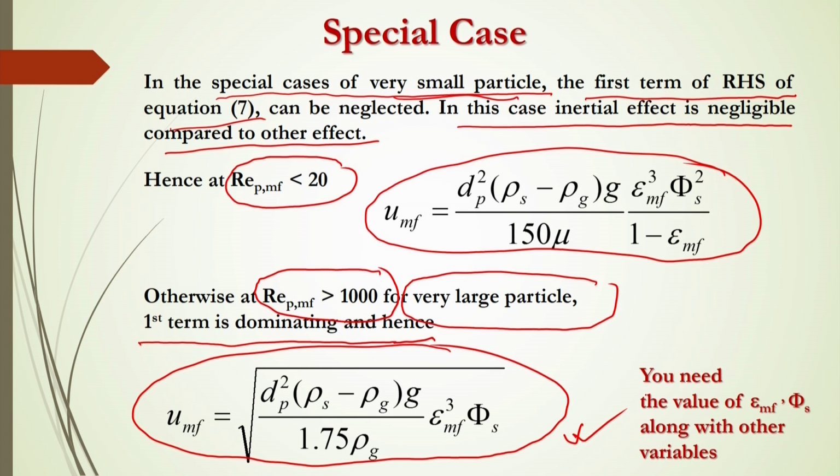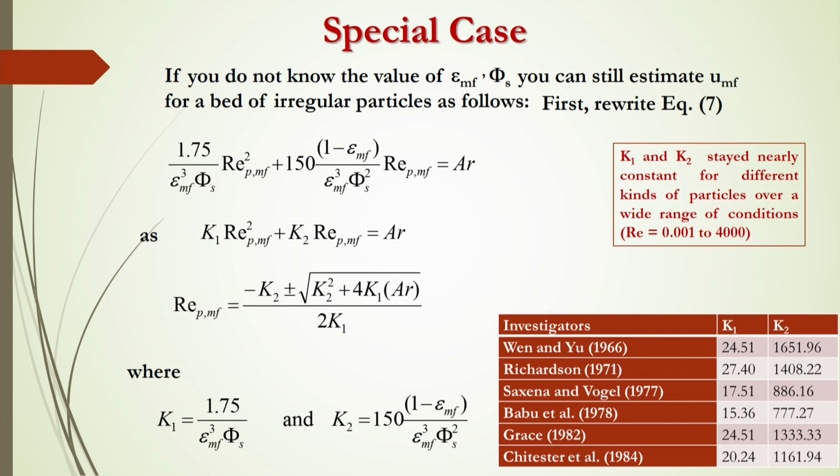So, in this case you need of course the value of epsilon mf and the sphericity. If you do not know the value of epsilon mf or sphericity, you can still estimate the minimum velocity for a bed of irregular particles as follows. In this case, you have to first rewrite equation 7 as this here.